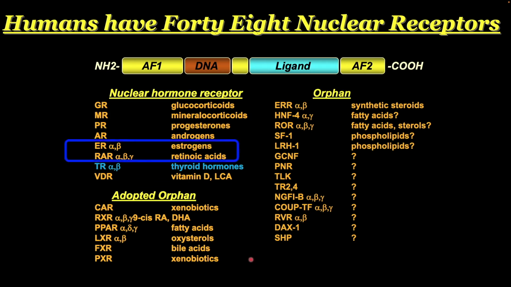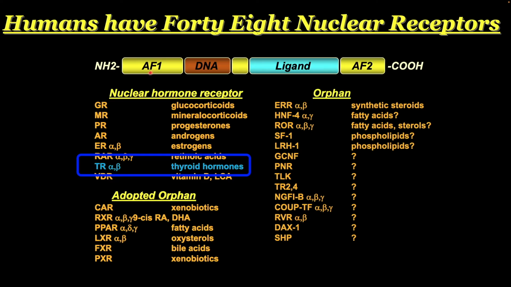The thyroid hormone receptor comes in two flavors, alpha and beta, and is activated by thyroid hormones, and it's a member of the nuclear receptor superfamily of ligand-activated transcription factors, all listed here. There's glucocorticoid receptor, mineralocorticoid receptor, progesterone receptor, androgen, estrogen receptor, retinoic acid receptor, thyroid hormone receptor, vitamin D receptor.